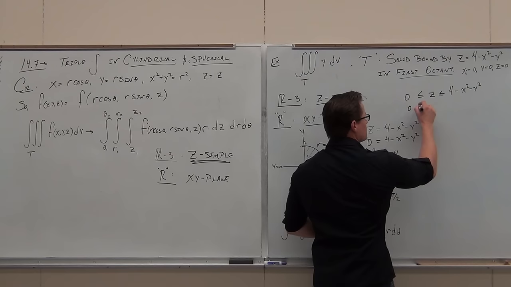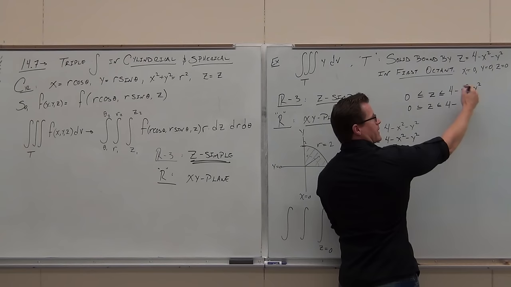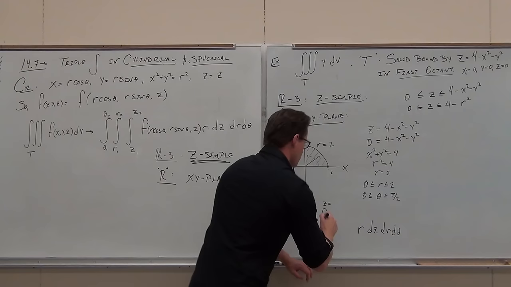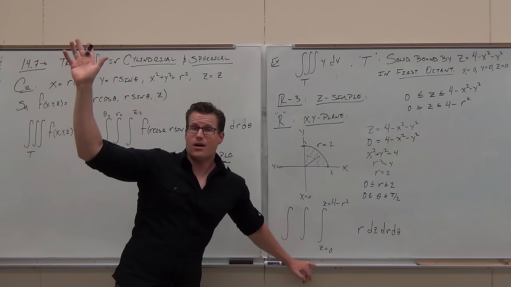Minus what? R squared. Good. That's if I factor out the negative, that's x squared plus y squared, so minus r squared. Should fans feel okay with that one? Sweet. Now we're practically done.